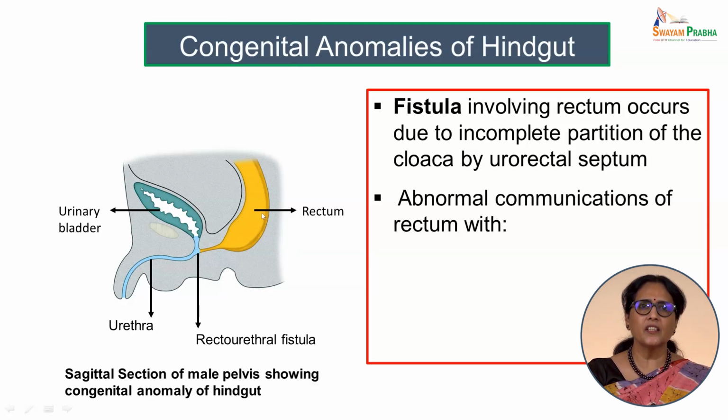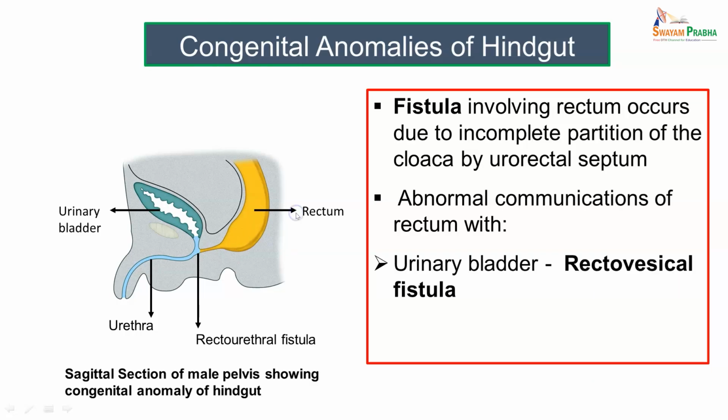Abnormal communications hence occur between the rectum and the urinary bladder, which is called rectovesical fistula, or abnormal communication can occur between the rectum and urethra, which is called rectourethral fistula. This is a sagittal section of male pelvis showing urinary bladder and urethra anteriorly and the rectum posteriorly.